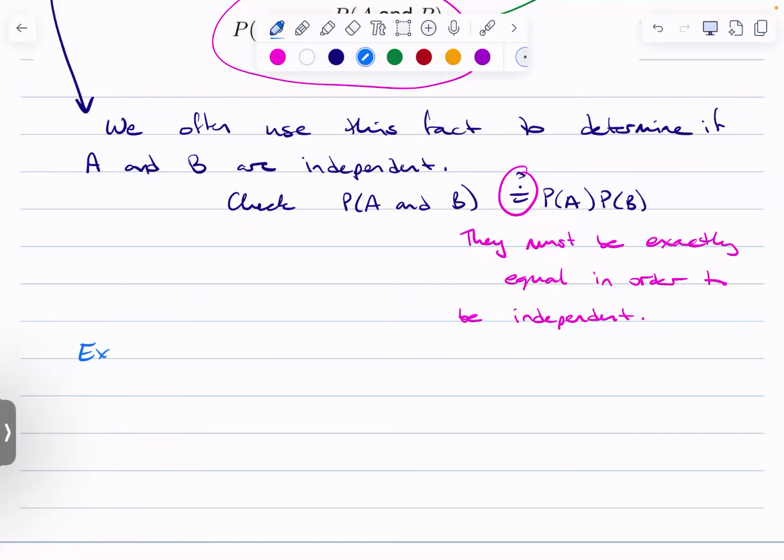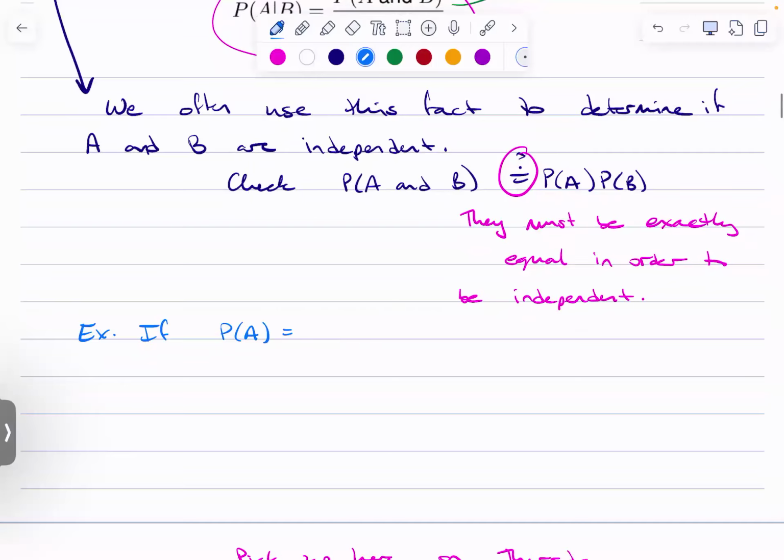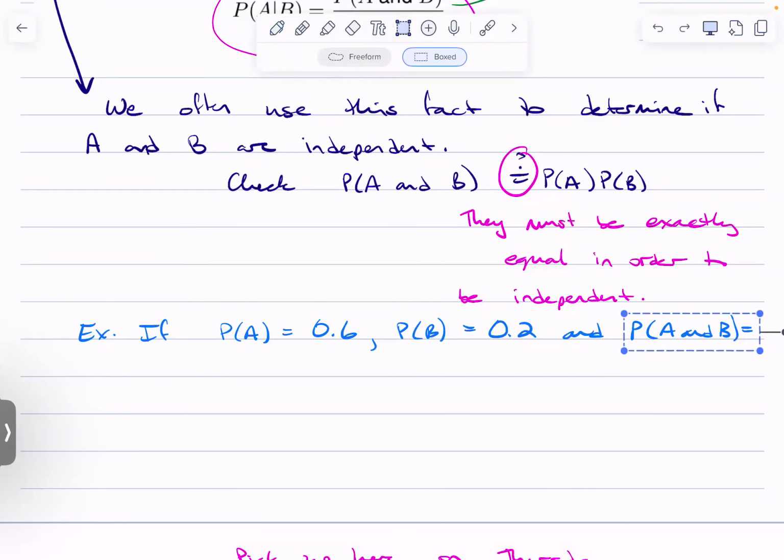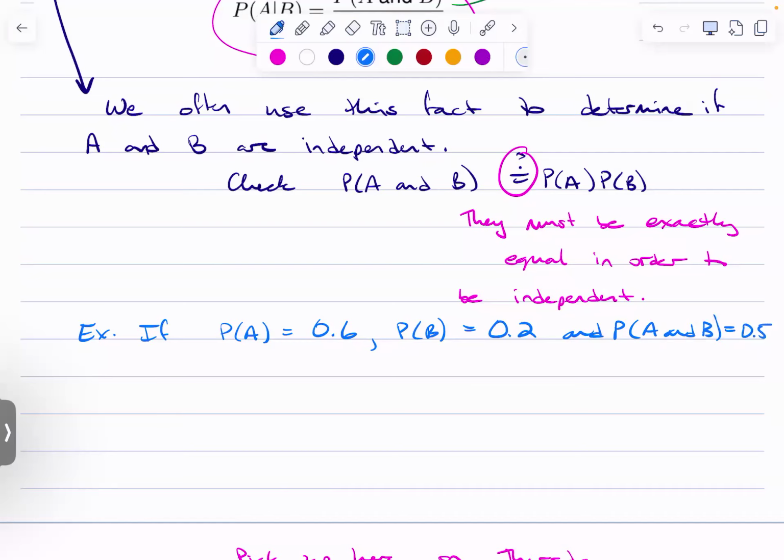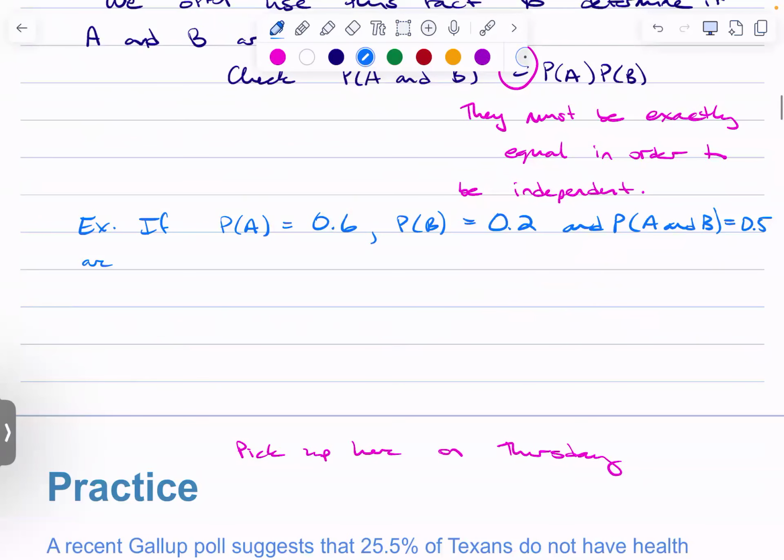As a quick example, if the probability of A is 0.6, the probability of B, I'm just making these up, is 0.2, and the probability of A and B is, I don't know, 0.5. Are A and B independent?